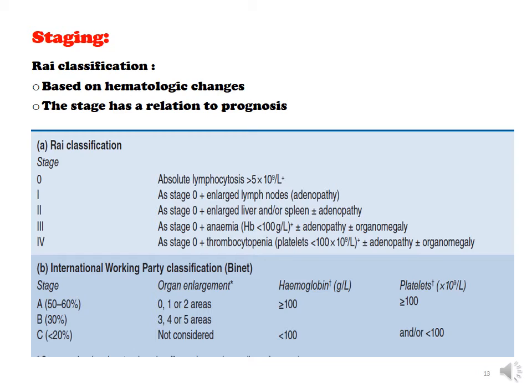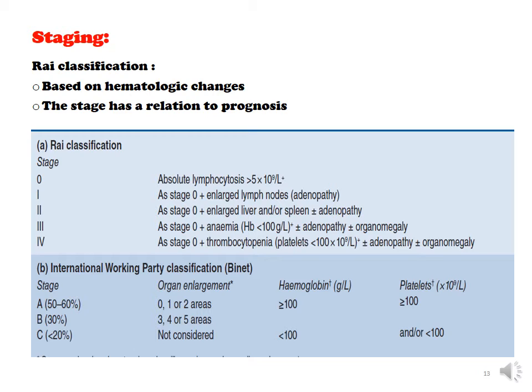You go to stage 1, the patient starts to have lymphadenopathy. Stage 2 starts to spread to the spleen, so splenomegaly, with or without lymphadenopathy. If the patient starts to have splenomegaly or hepatomegaly, then we go to stage 3 and 4. These are later stages characterized by cytopenias. For stage 3, the patient starts to have anemia, hemoglobin less than 10 grams per deciliter, and for stage 4, thrombocytopenia less than 100,000.